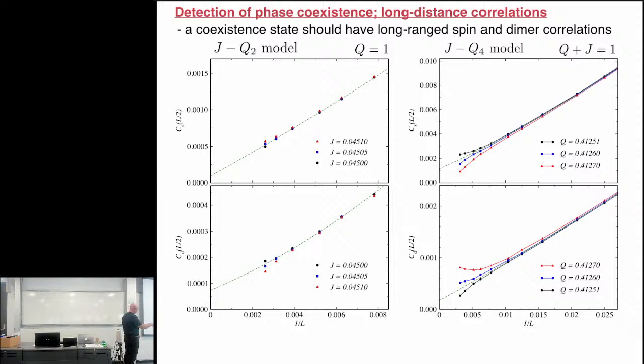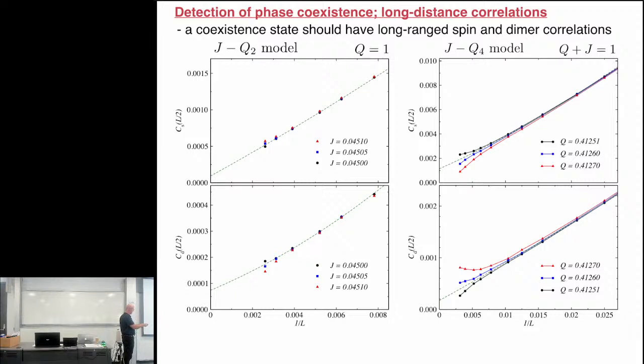If I look at the black points here, you see that they bend in such a way that you can believe that, well, that will clearly go to a non-zero value. If you look at the black points here in the dimer correlation, well, that seems to go to 0. So that means that the black points are in the AFM phase. With the red, it's the opposite. The red is in the VBS phase.